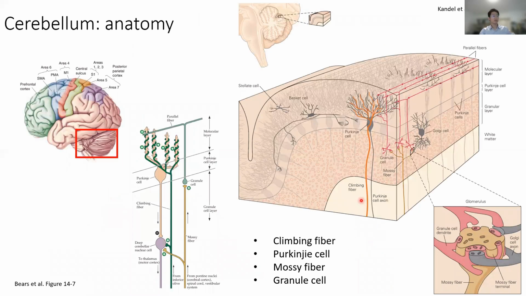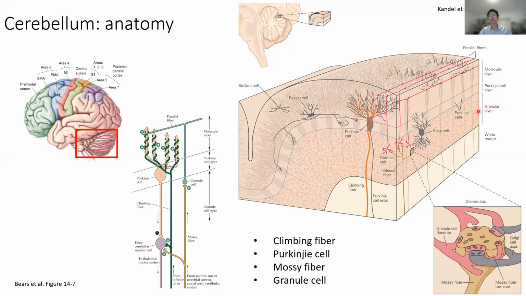Okay, so let's continue to look at more details of the cerebellum structure. The cerebellum consists of several parts, but here we only look at the surface of the cerebellum, or the cerebellar cortex. So this is the surface structure, and here we have 3 layers. The lowest layer is called the granular layer. That is the input layer to the cerebellum.